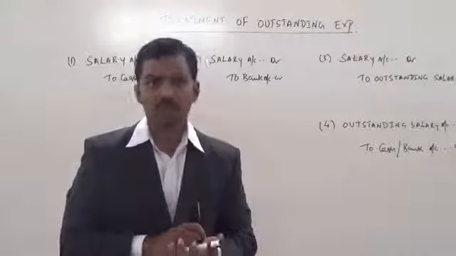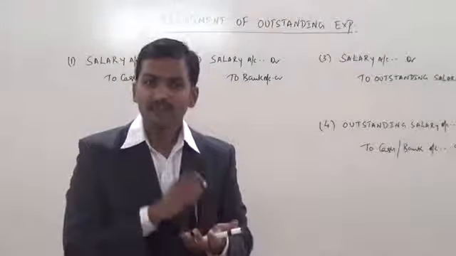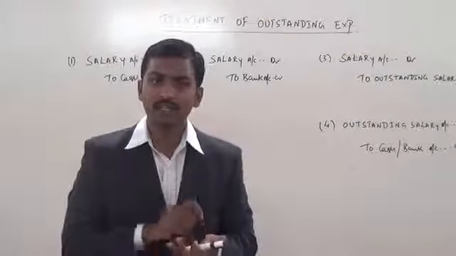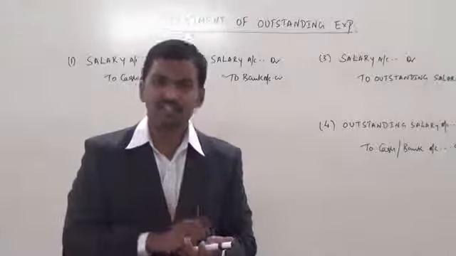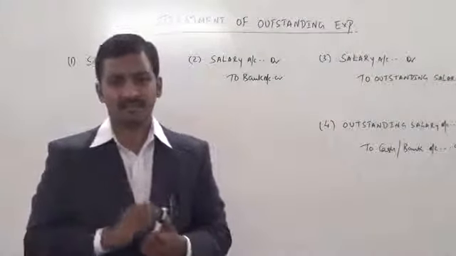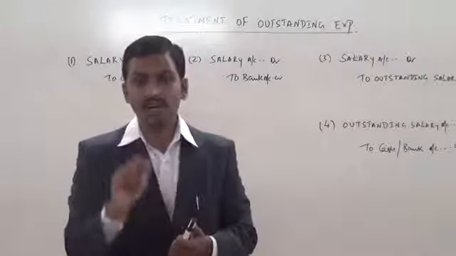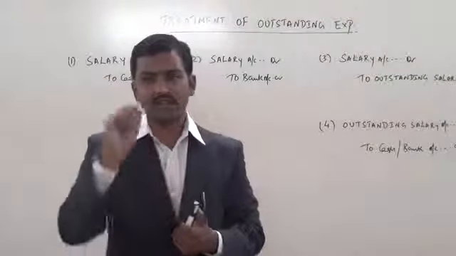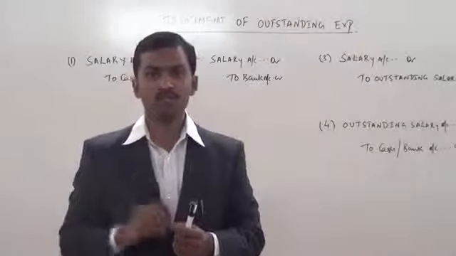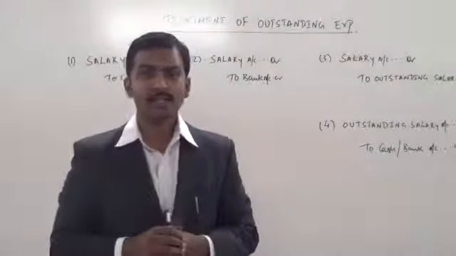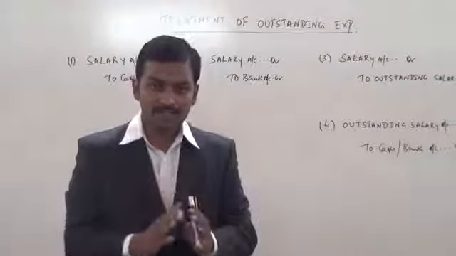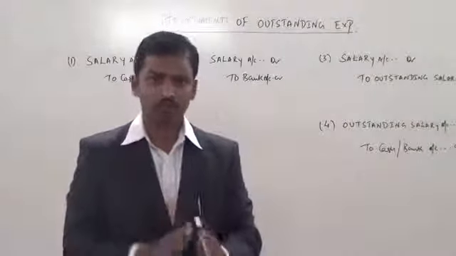It is not possible to record the names of all the workers in our books of accounts. So instead of recording all the workers as creditors, we keep a register, and that register is called the outstanding salaries register. In that register, we write the name of all the employees to whom we have to pay the salaries relating to the month of December. So the salaries for the month of December are due but not paid.